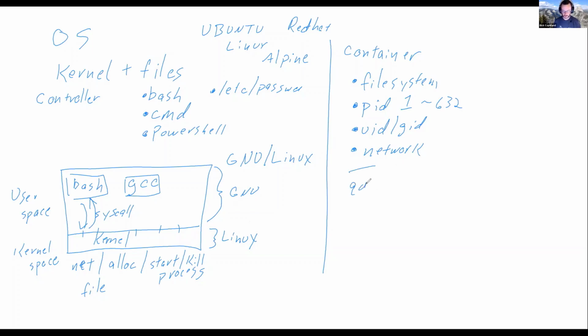Okay, so these are the basic things, and then we can also give it quotas. We don't really do this much. Quotas would be for memory and CPU. So you can give limits on that and make sure that your container doesn't get too big. Okay? And that's all the responsibility of the kernel.